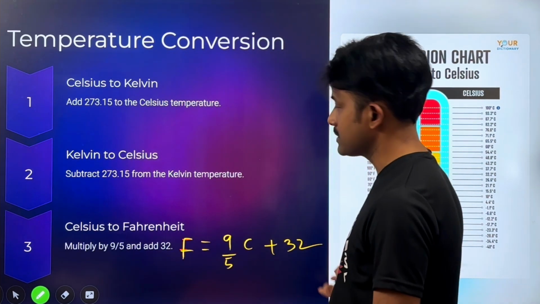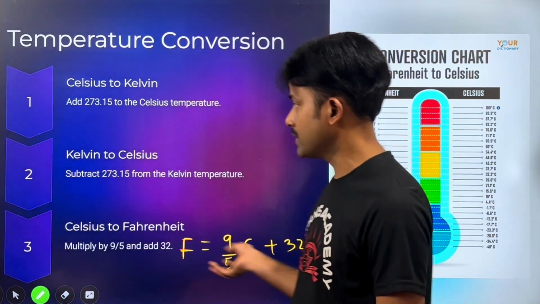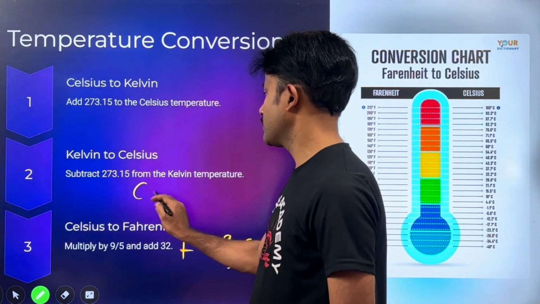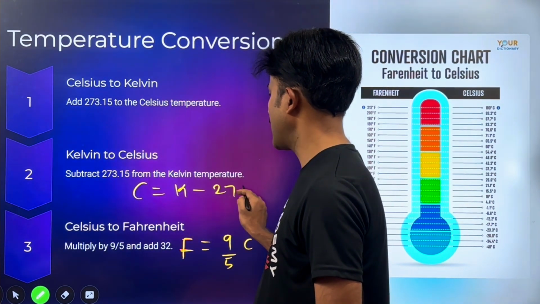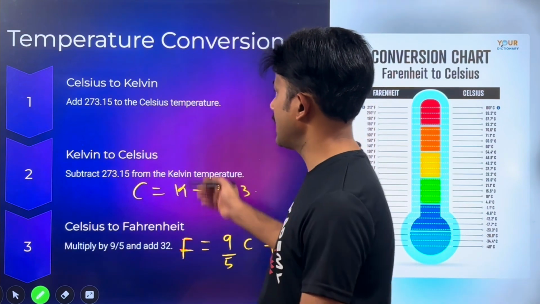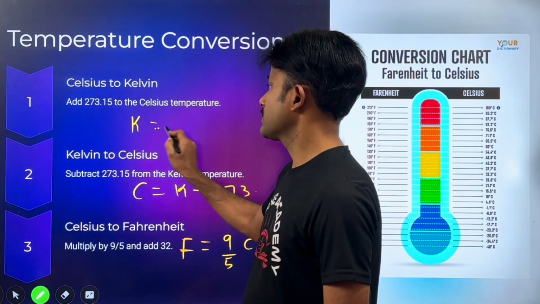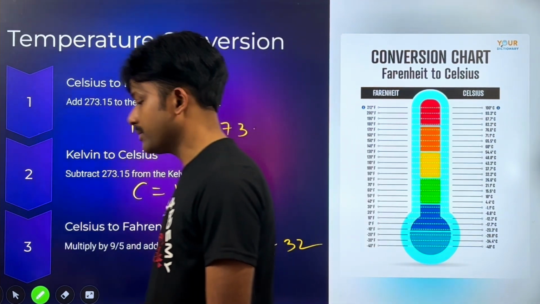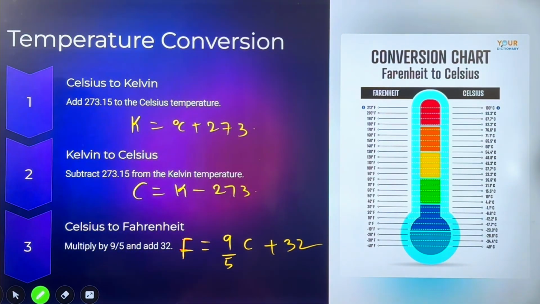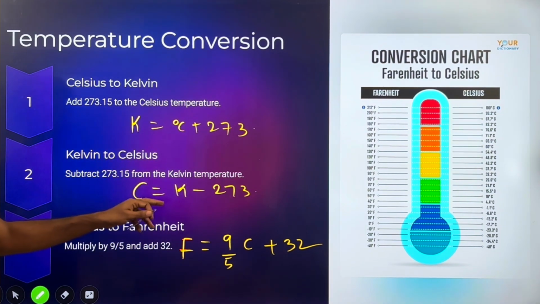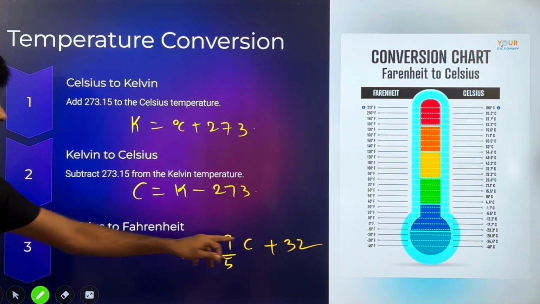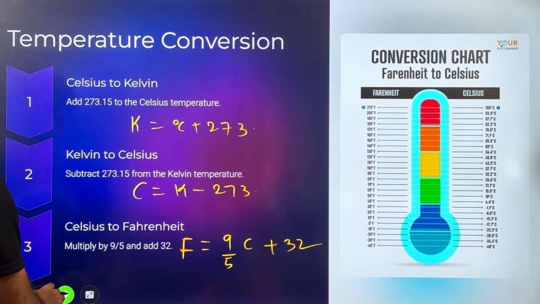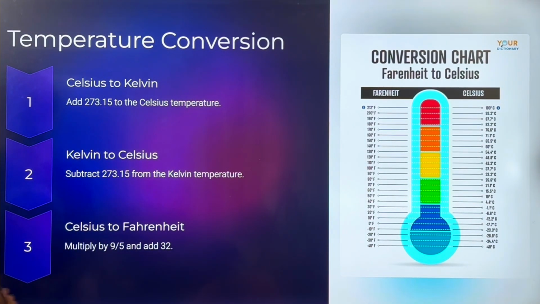This is the Fahrenheit to Celsius conversion. By using this formula we can convert Fahrenheit to Celsius. Then how do you convert Kelvin to Celsius? Celsius equals Kelvin value minus 273. Then how do you convert Celsius to Kelvin? Kelvin equals degree Celsius plus 273. So these are the formulas. By using these we can convert between Kelvin, Celsius and Fahrenheit. Remember these formulas, and move on to the next one.